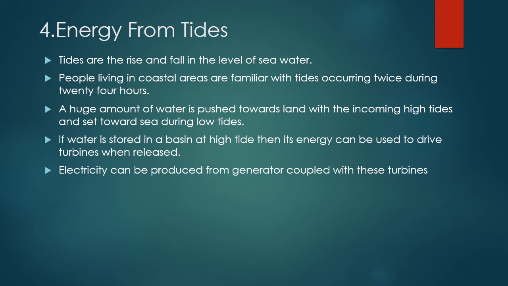Energy from the tides. Tides are the rise and fall in the level of the sea water. Basically, tides are the bigger form of waves. People living in coastal areas are familiar with tides occurring twice during 24 hours. A huge amount of water is pushed towards land with the incoming high tide and set towards the sea during low tides. If water is stored in a basin at high tide, then its energy can be used to drive a turbine when released. Basically, this high energy carrying tide or wave is used to rotate a turbine. Electricity can be produced from a generator coupled with these turbines.